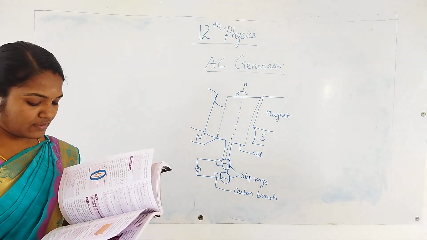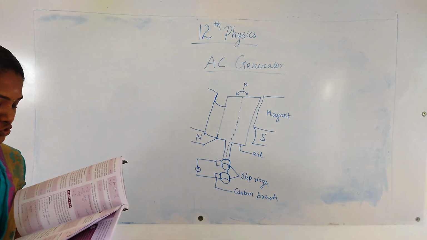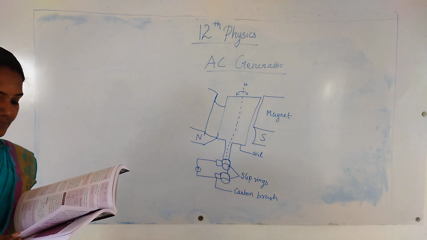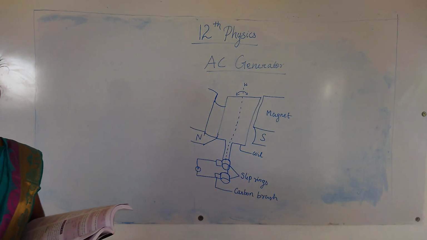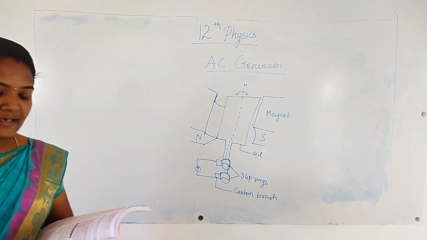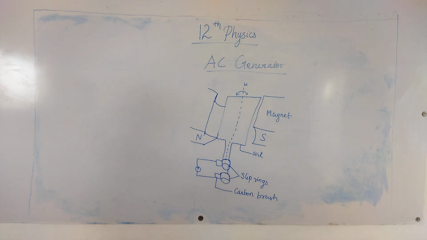Then we saw what induced EMF and mutual induction are. What is mutual induction? When the electric current that passes through a coil changes with time, an EMF is induced in the neighboring coil. This phenomenon is known as mutual induction, and the EMF that is induced is called the mutually induced EMF.